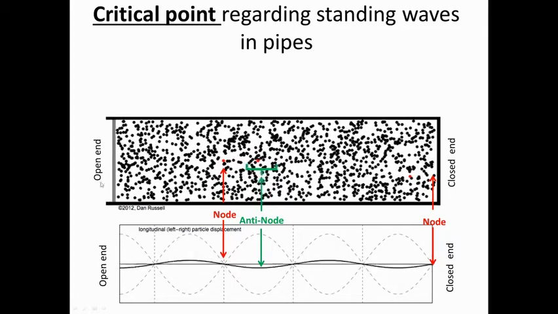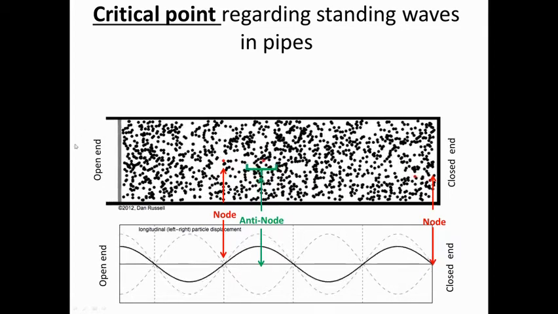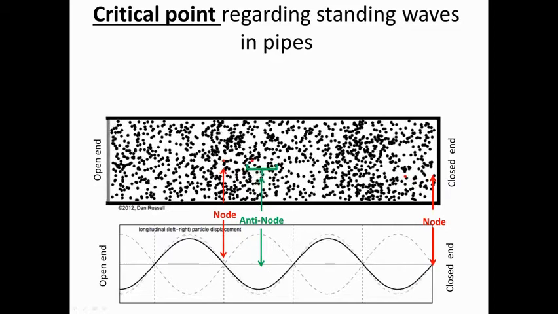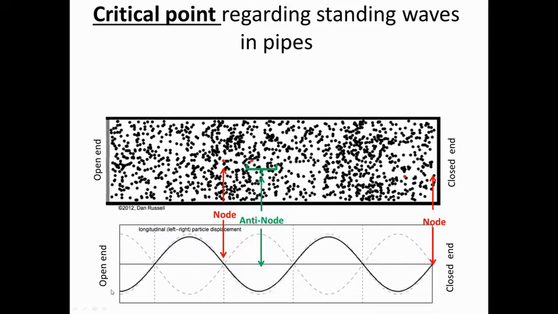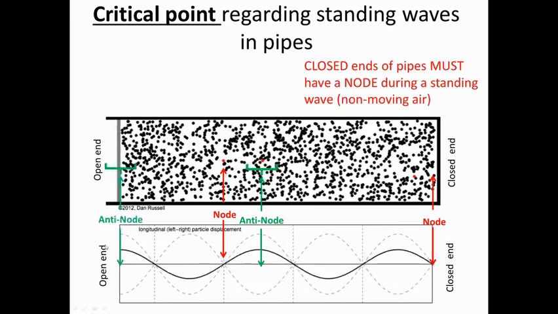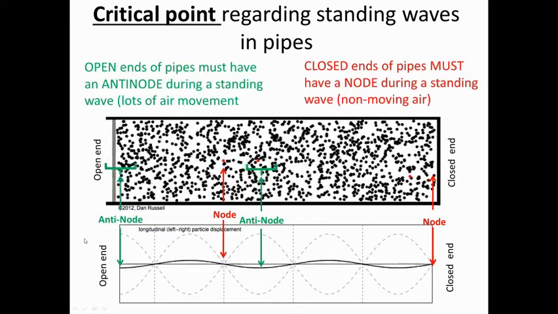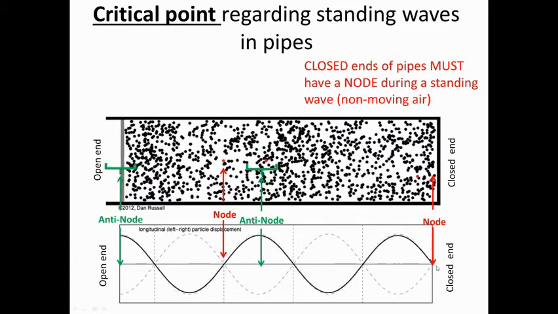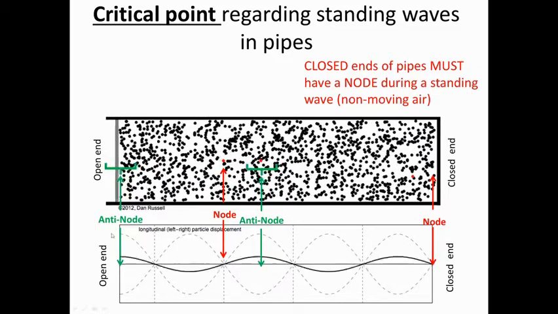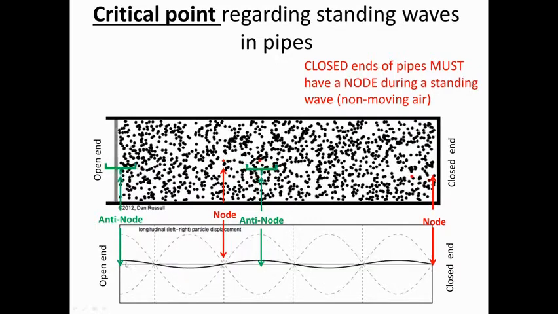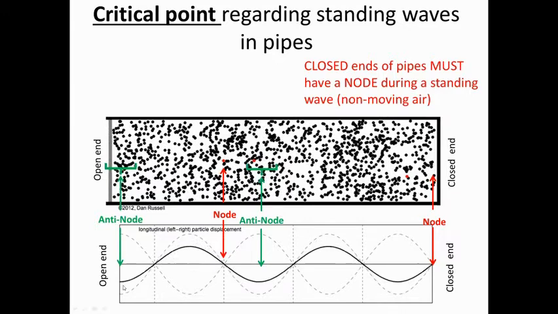Over here, however, we have an open end. It's not reflecting off a solid surface. And so when you have an open end, the opposite happens. Instead of having a node, you have an antinode. We're about ready to use this, so make sure that you remember: closed ends, nodes, where the air is sitting still; open end, antinodes, where the air is rushing in and out as it moves.